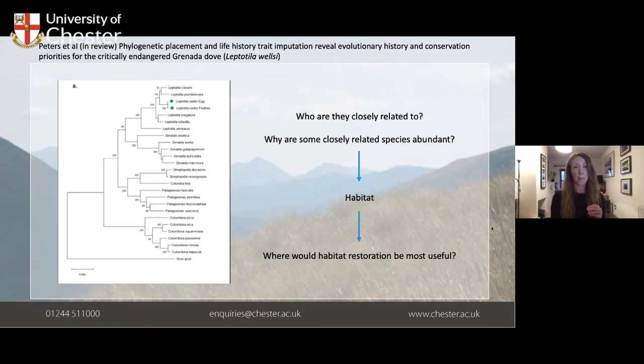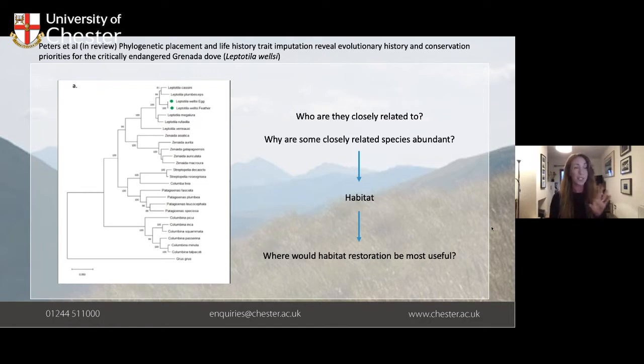different species. Now, most of the species in this group, apart from the Granada dove, are actually abundant. So even though they're very closely related, they're actually abundant. And what is the key difference between the Granada dove and these species? Well, it's the availability of habitat. The Granada dove is so restricted in terms of the habitat that it inhabits.